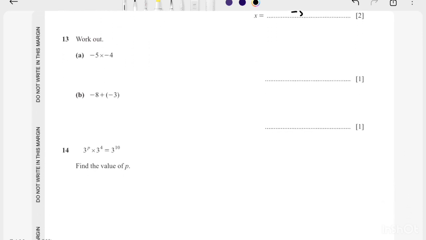Work out minus 5 times minus 4. So minus times minus is plus, 5 fours are 20. So 20 is the answer. B part, minus 8 plus minus minus 3. So this becomes minus 8 minus 3 is equal to minus 11. This is the answer.